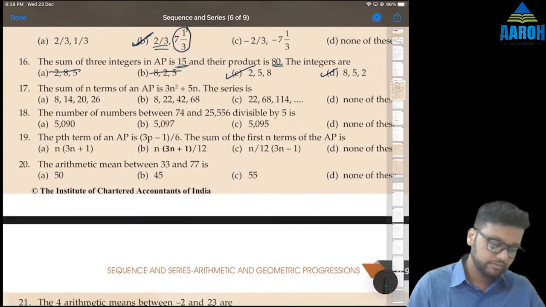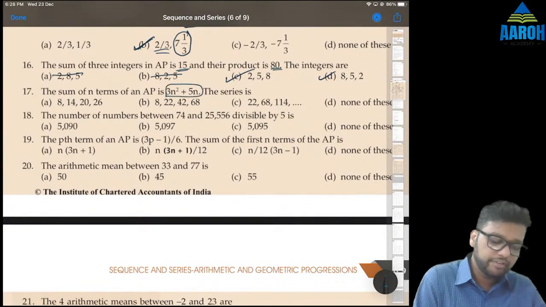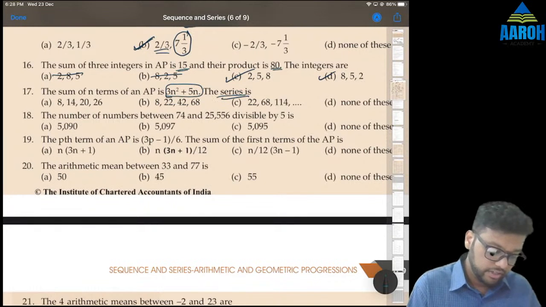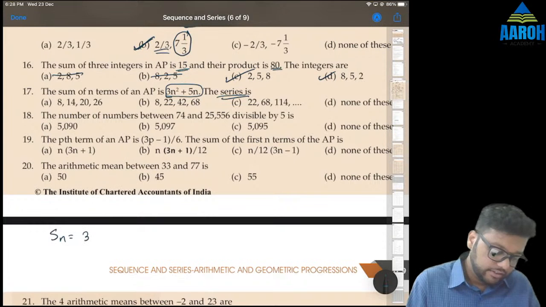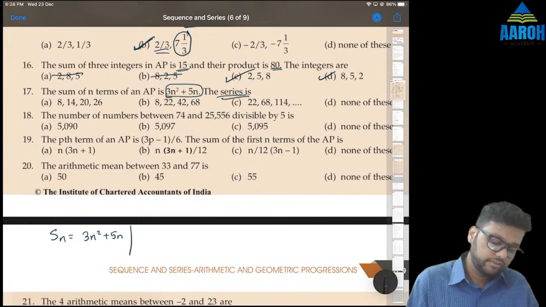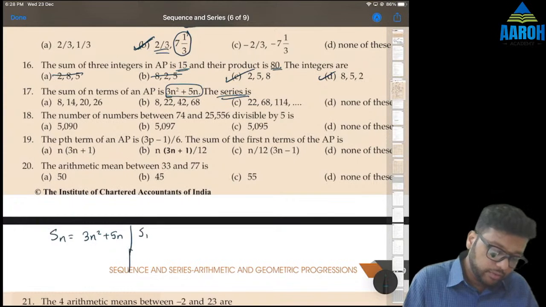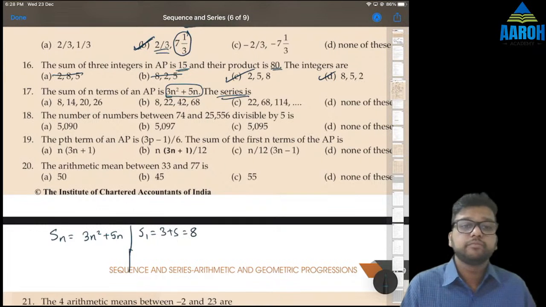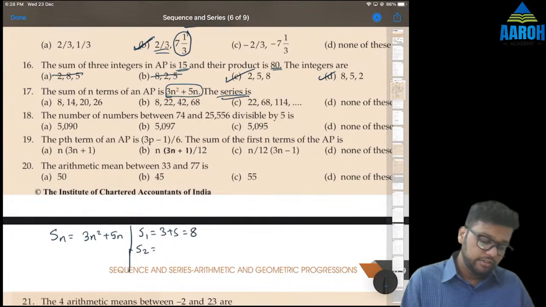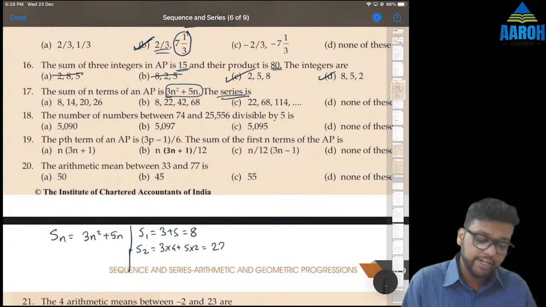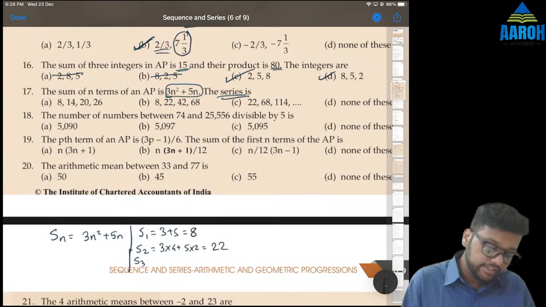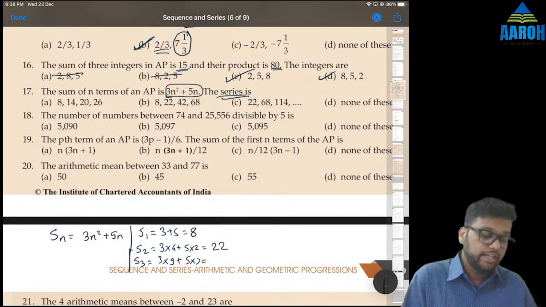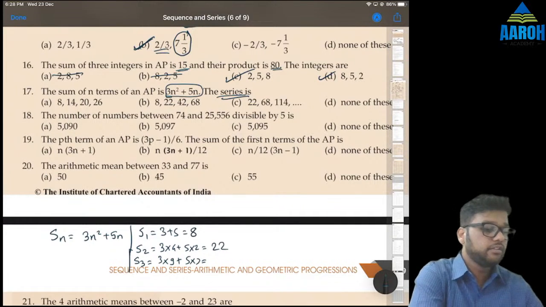17th is again easy. Sum of n terms is 3n square plus 5n. What is the series? So Sn they are saying is 3n square plus 5n. That means S1 will be 3 into 1 square plus 5 into 1, that is 3 plus 5, 8. Then S2 will be 3 into 2 square, that is 3 into 4, plus 5 into 2, that is 12 plus 10, 22. Similarly, S3 will be 3 into 3 square, that is 3 into 9, plus 5 into 3, that is 42.